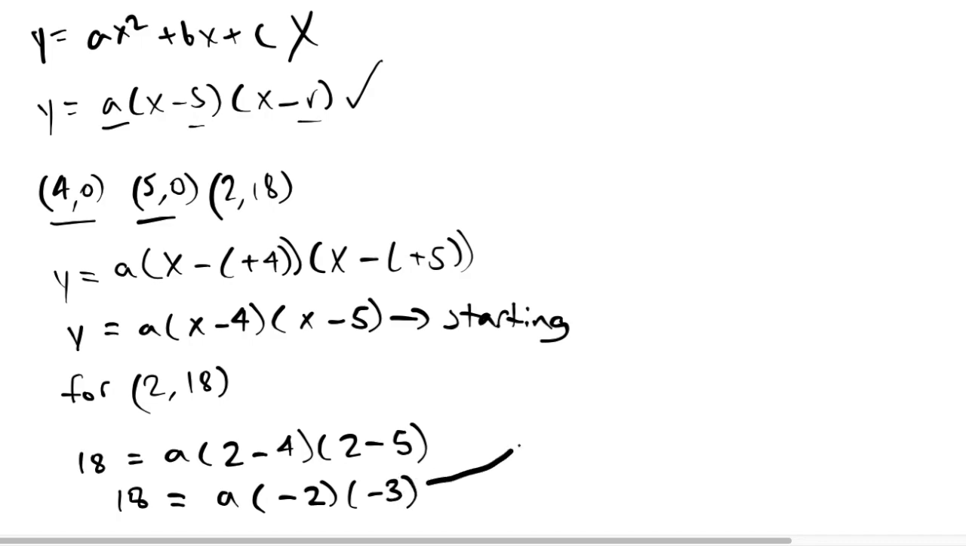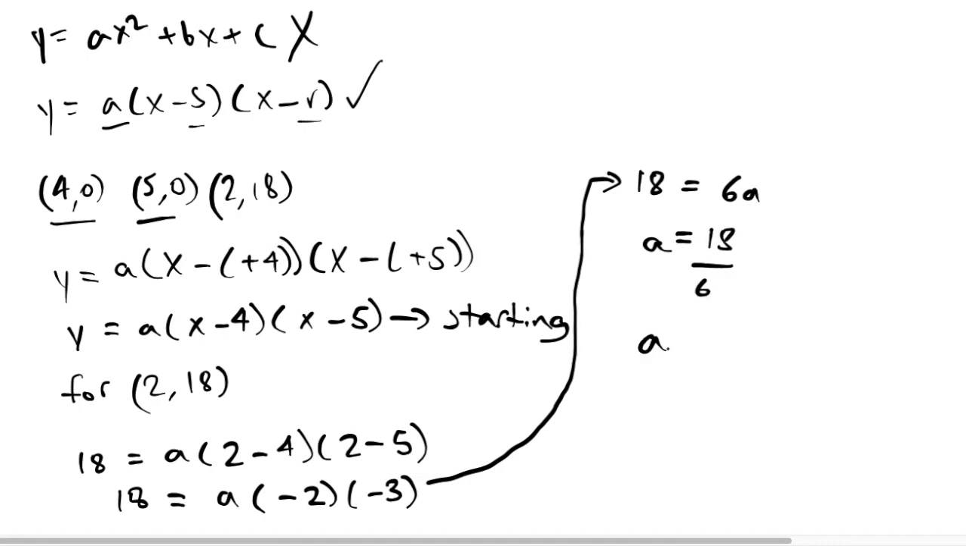So then let's go all the way up and let's solve. We get that 18 is equal to 6a. So when we rearrange, we get a is equal to 18 by 6. A is equal to 3. This is the only variable we need to find. So let's substitute this into the factored form with all the information we know.